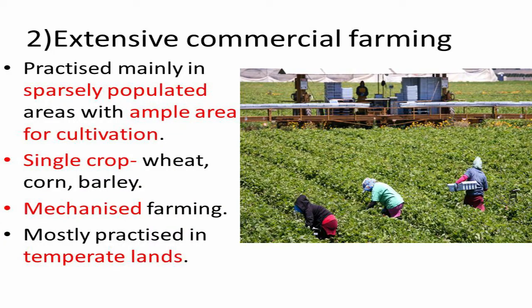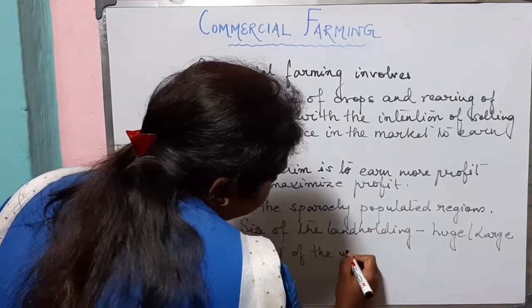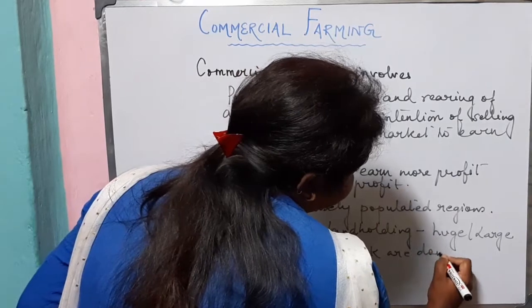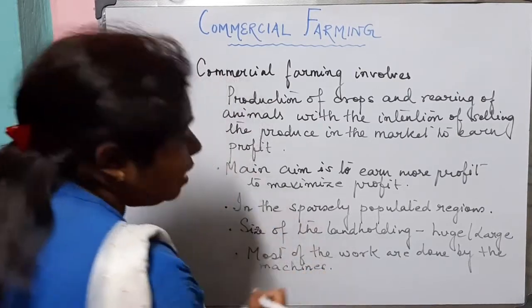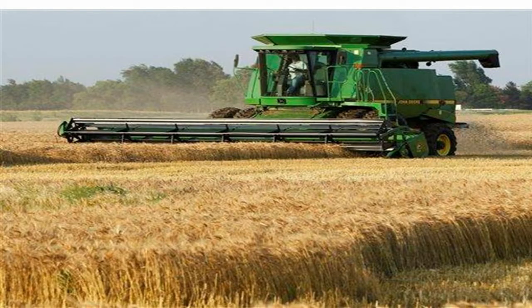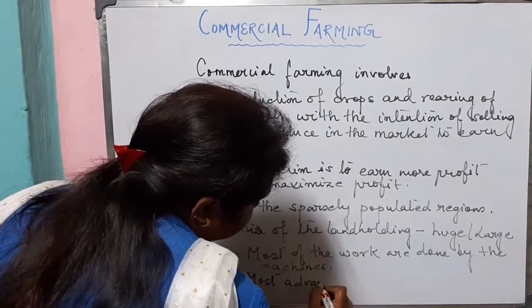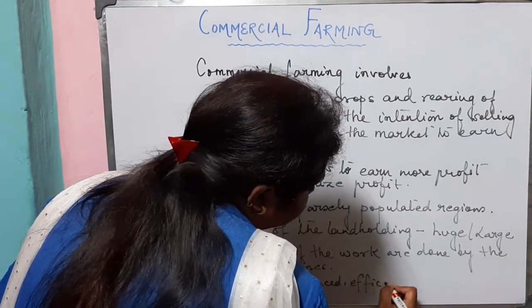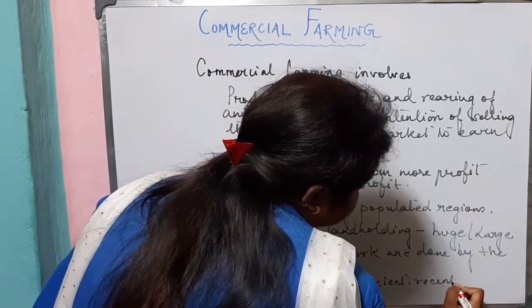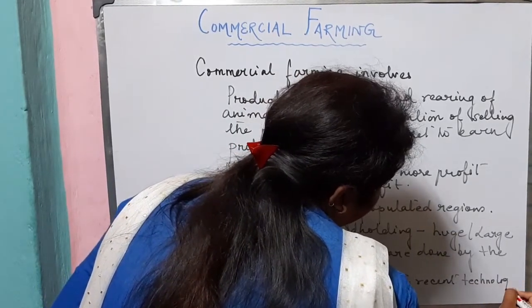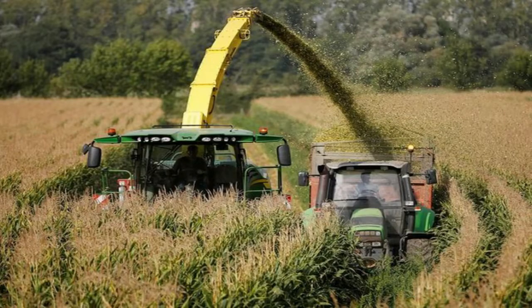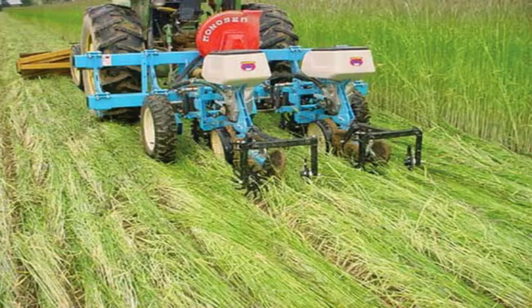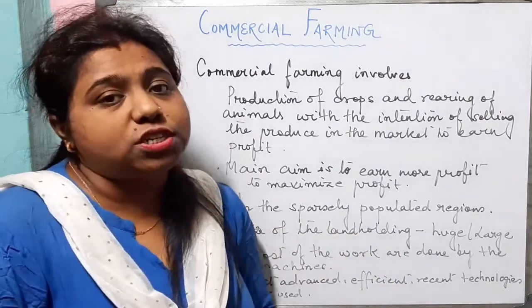Here most of the work is done by machines. So we can say that this type of farming is totally mechanized. In this type of farming, most advanced, efficient and recent technologies are used. Now let us move ahead with the other features of commercial farming.